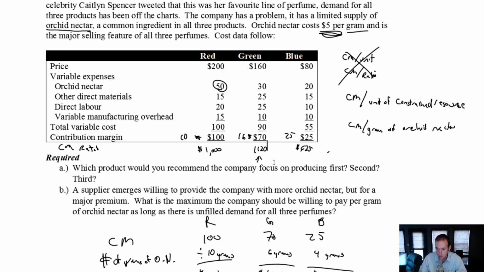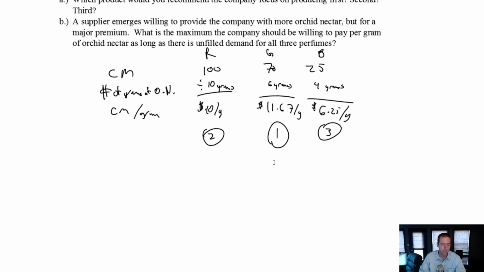Okay. Moving on to part B. A supplier emerges willing to provide the company with more orchid nectar, but for a major premium. What is the maximum the company would be willing to pay per gram of orchid nectar as long as there was unfulfilled demand for all 3 perfumes?